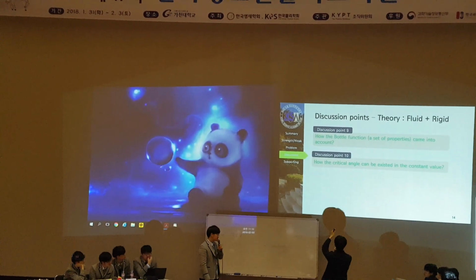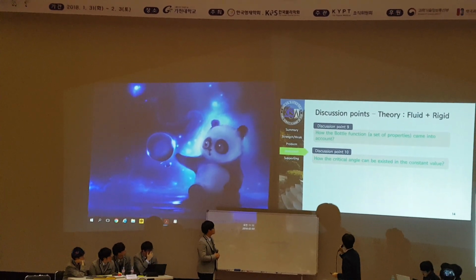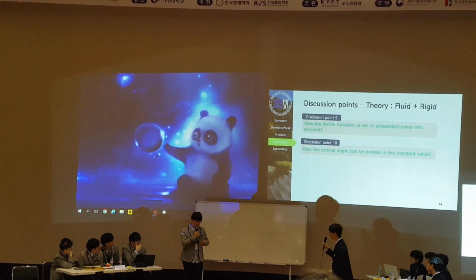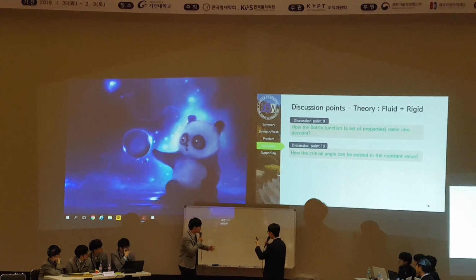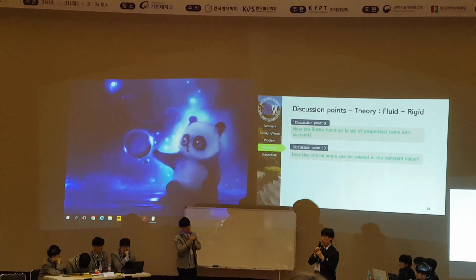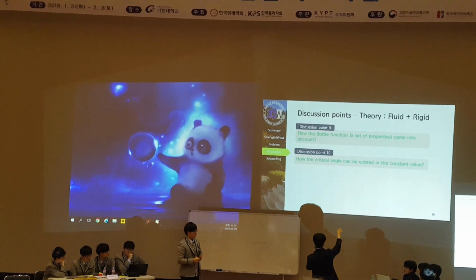Yeah. Okay, understood. So the next one is a really important point. How can the critical angle exist as a constant value? Well, you keep saying that I said the critical angle is constant. You have a misconception. Just a second, sir. You clearly told me that when the initial parameters are all equal, then the critical angle should be constant.